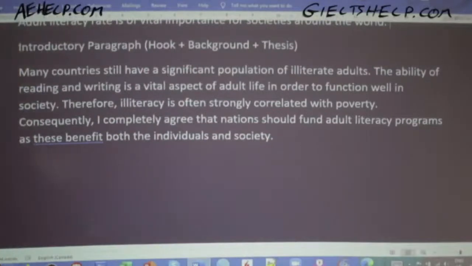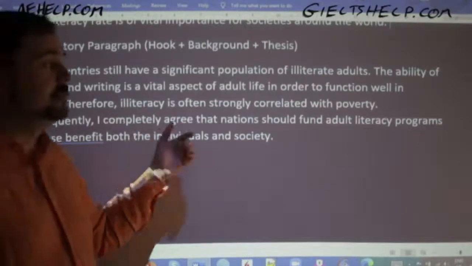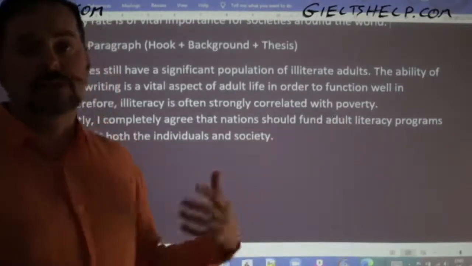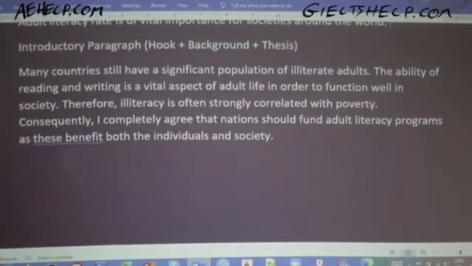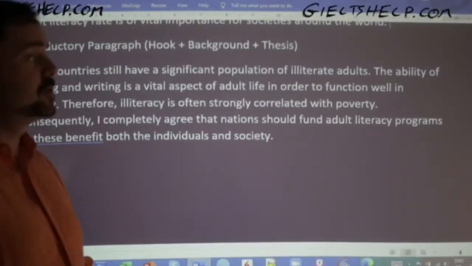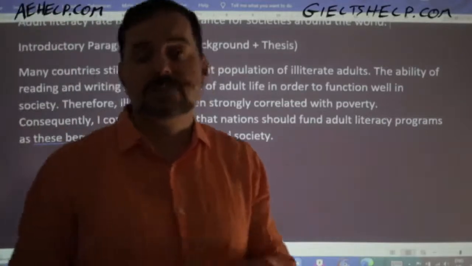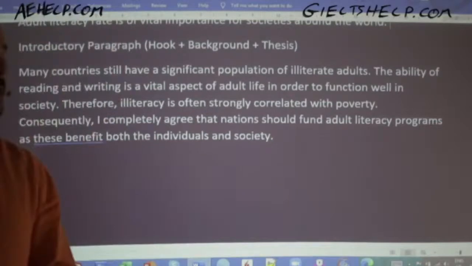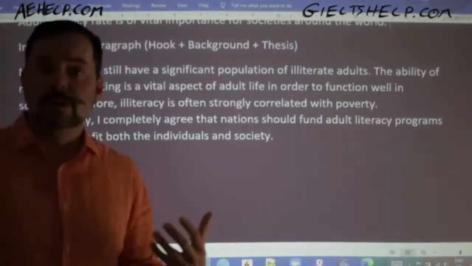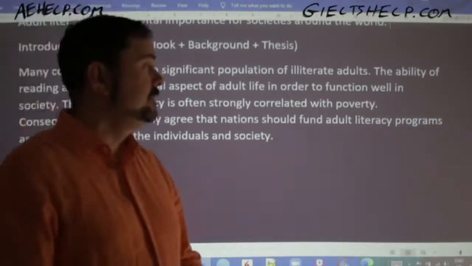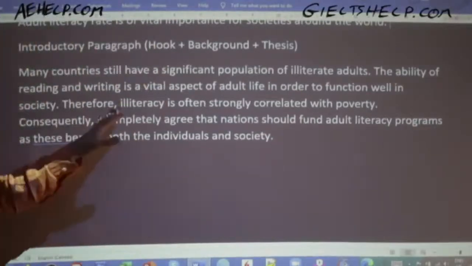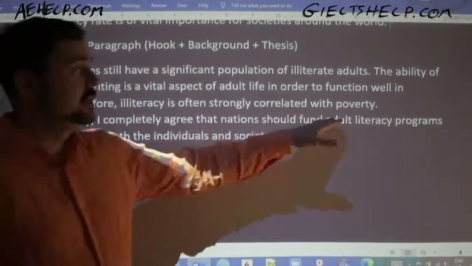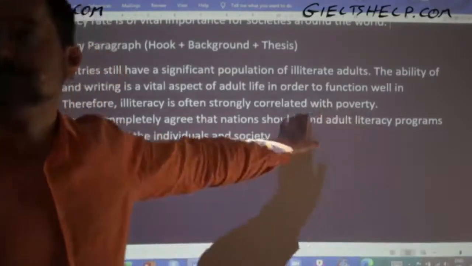Okay. And then we talked about the fact that the reason public funding or public money should be used to help teach adults to read and write is because people who cannot read and cannot write are often also the population that's poor, that doesn't have money for education or even for other sustenance needs like shelter and food. So therefore, illiteracy is often strongly correlated with poverty, right?